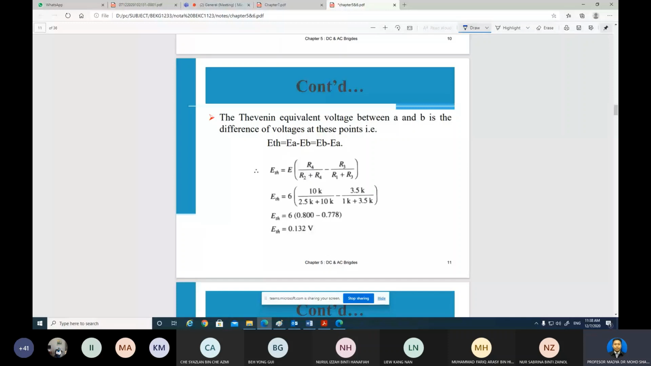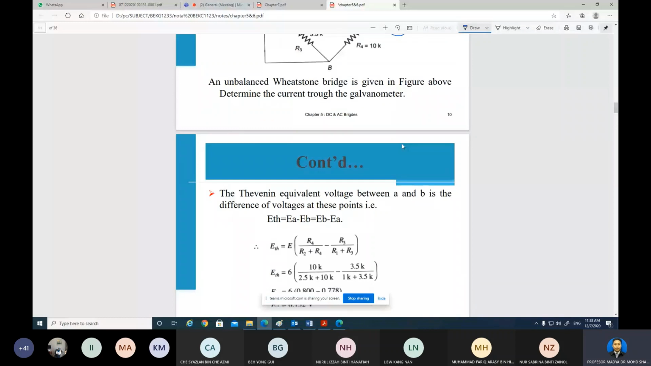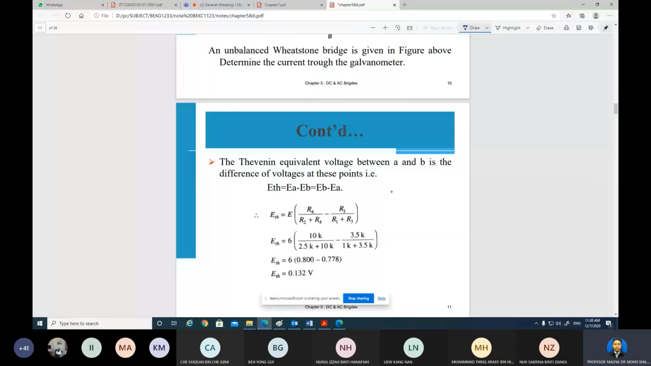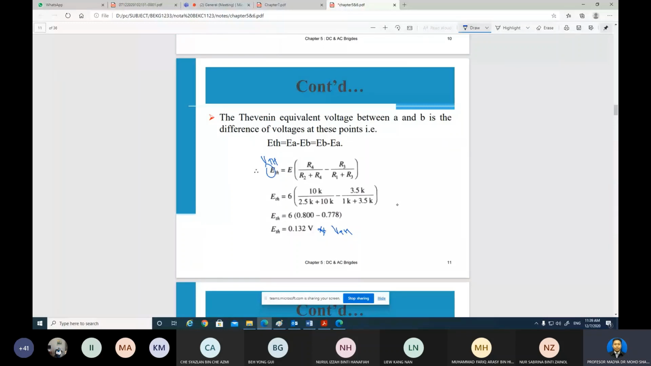All right, and then our R4 is 10 ohms here. Okay, 10 divided by 2.5 kilo plus 10 kilo, minus 3.5 kilo divided by 1 plus 3.5 kilo. So we can calculate this one. This one we call the voltage Thevenin. Some of the books refer to voltage Thevenin as VTH, also ETH. It's the same. So we calculate the VTH, we get 0.132 volts. This is the voltage Thevenin.